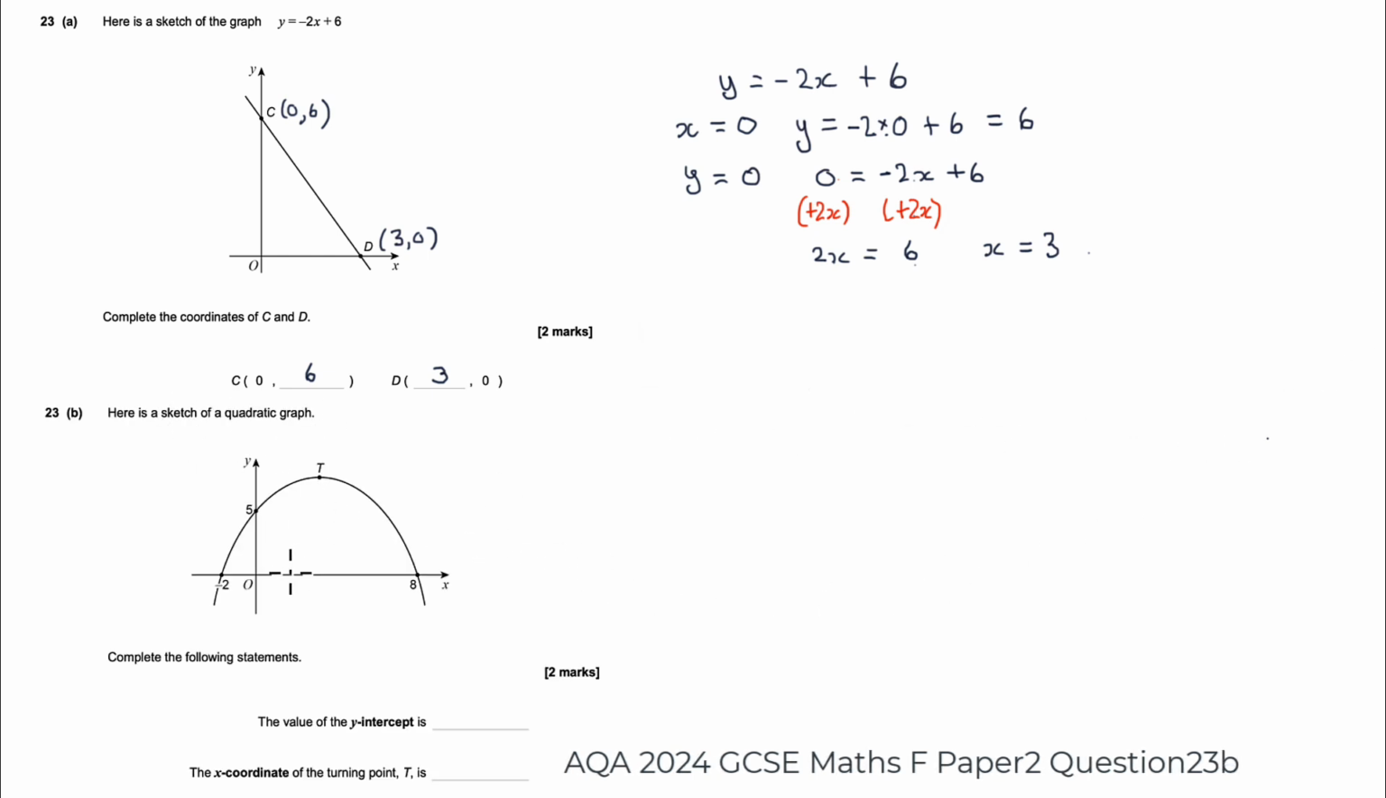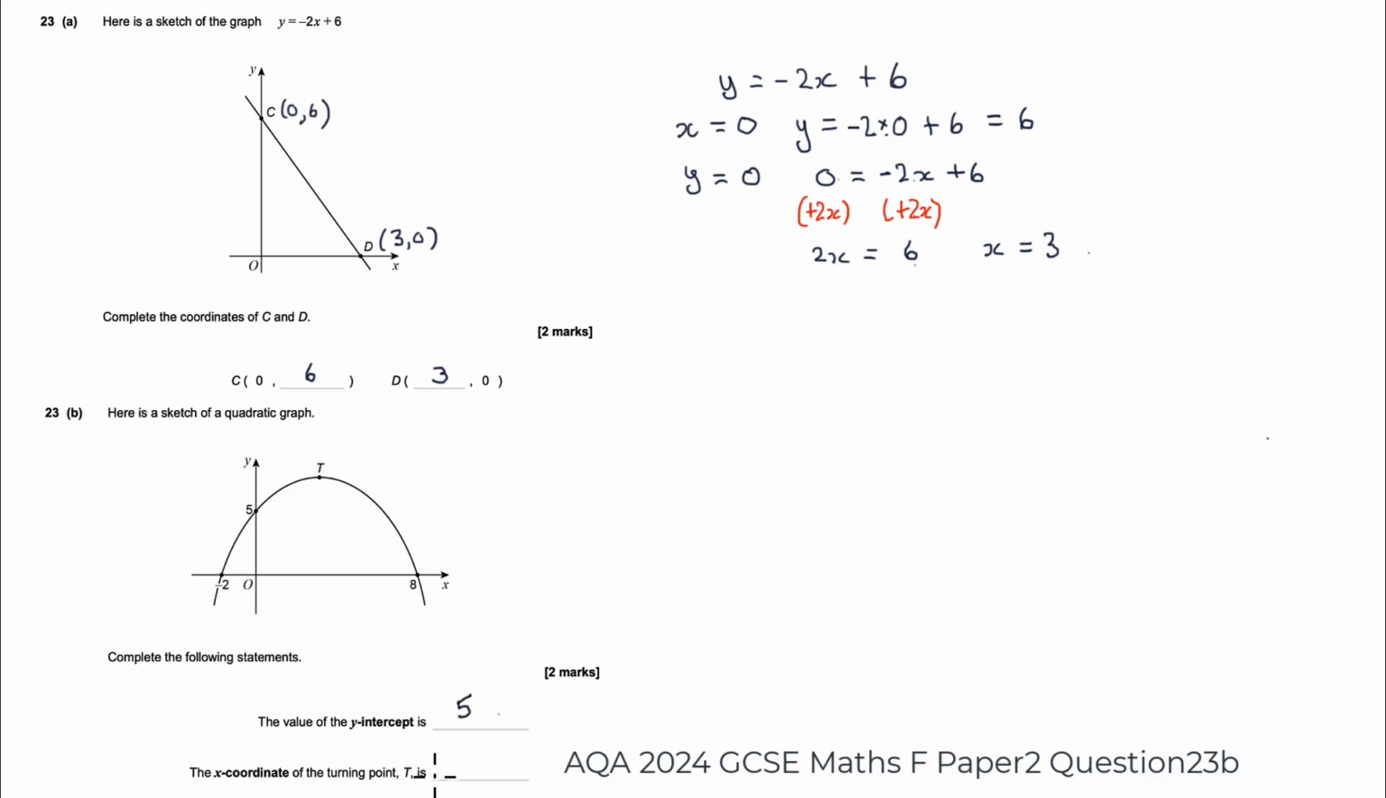And in part B, we're given a sketch of a quadratic graph, and we have to complete the following statements. The first one, the value of the y-intercept, now that's where the graph crosses the y-axis. And the value of the y-intercept would be this height. X-coordinate 0, the height is 5. The value of the graph at that point when x is 0 is 5. So the y-intercept would be 5.